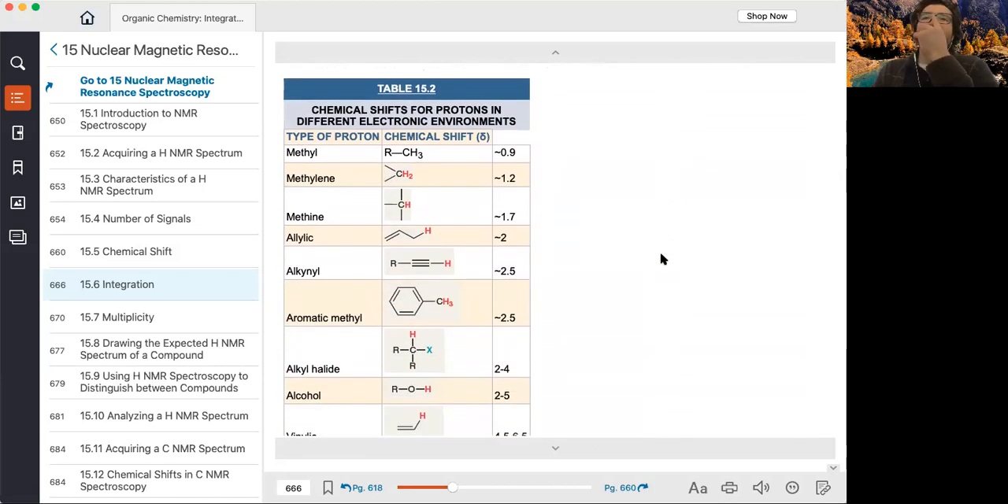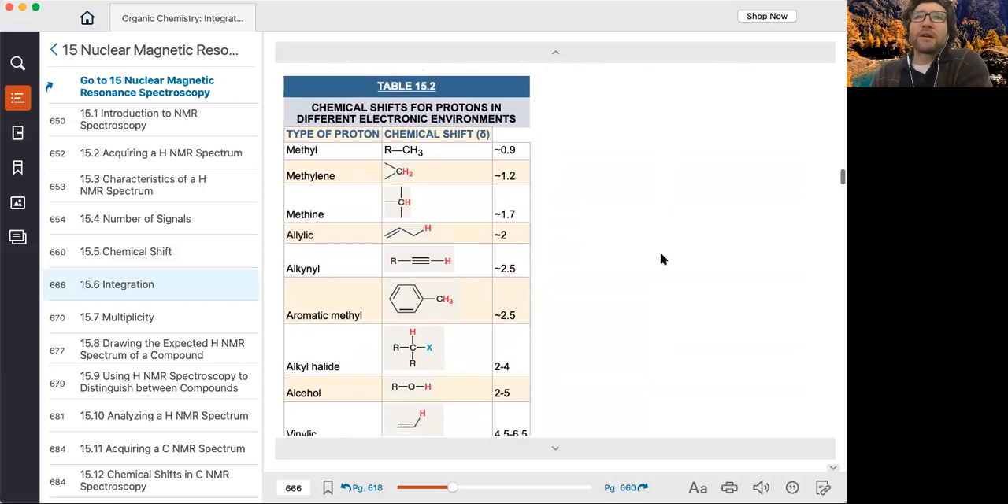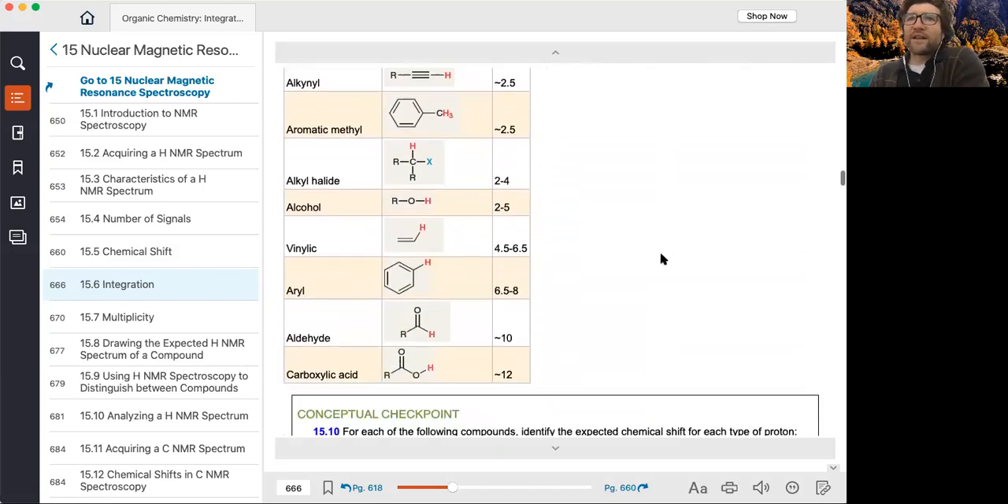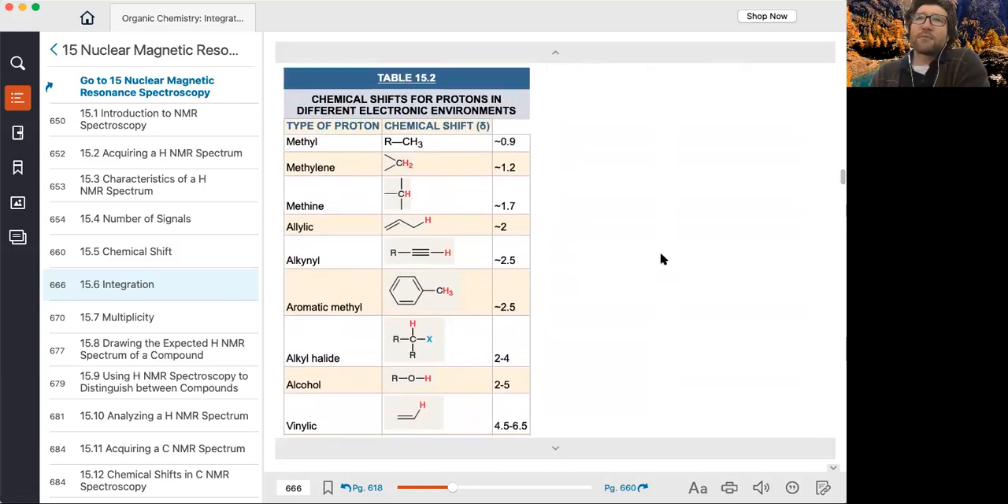Some very handy chemical shifts that you need to know are shown in table 15.2. I recommend all of you to know at least all of these, because these are the most common shifts that we will find in NMR spectroscopy. And this has been section 15.6.